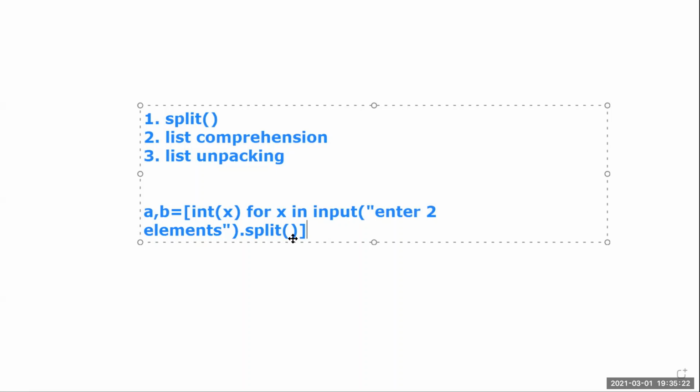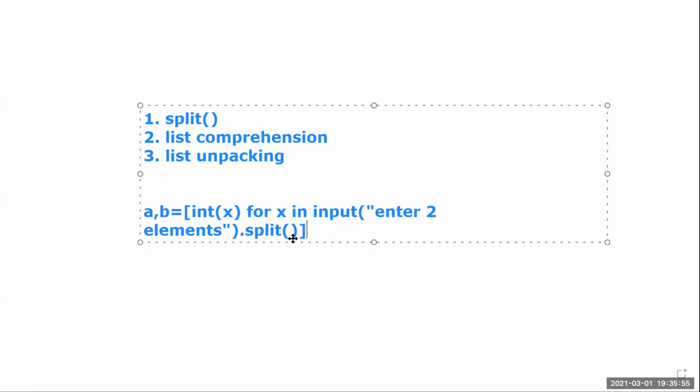Otherwise, I will proceed with list comprehension. Ma'am, at the starting, what does int of x mean? No, first I'm asking about the split function, not int of x. That int of x is an output sequence, or there we can place an expression. That is the syntax for list comprehension. I will explain that with respect to list comprehension. I am just asking about the split function. Are you okay with that?